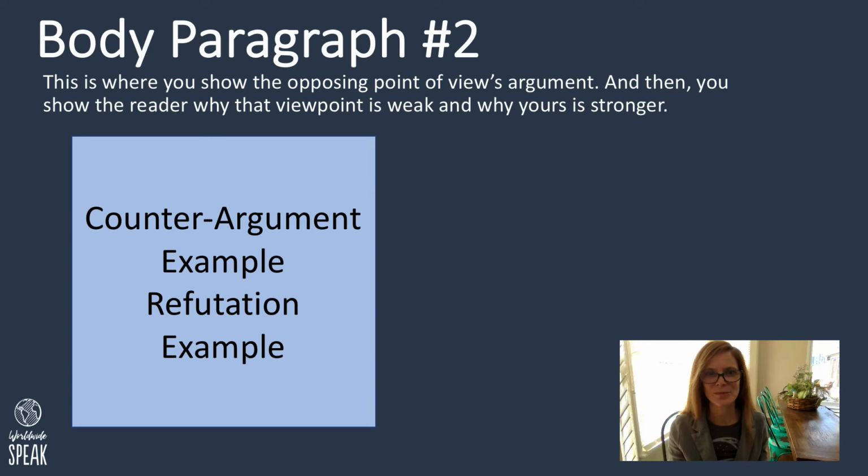Body paragraph number 2. This shows the opposing point of view's argument, and then it shows the reader why that viewpoint is weak and your viewpoint is stronger. This is an exciting paragraph to write. You have a counter-argument with an example, and you have a refutation with an example.